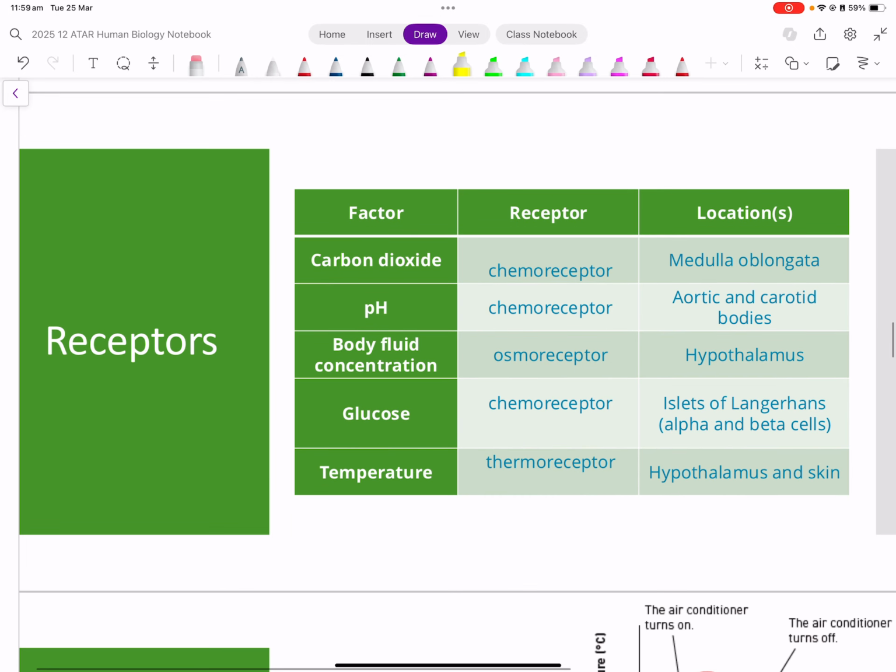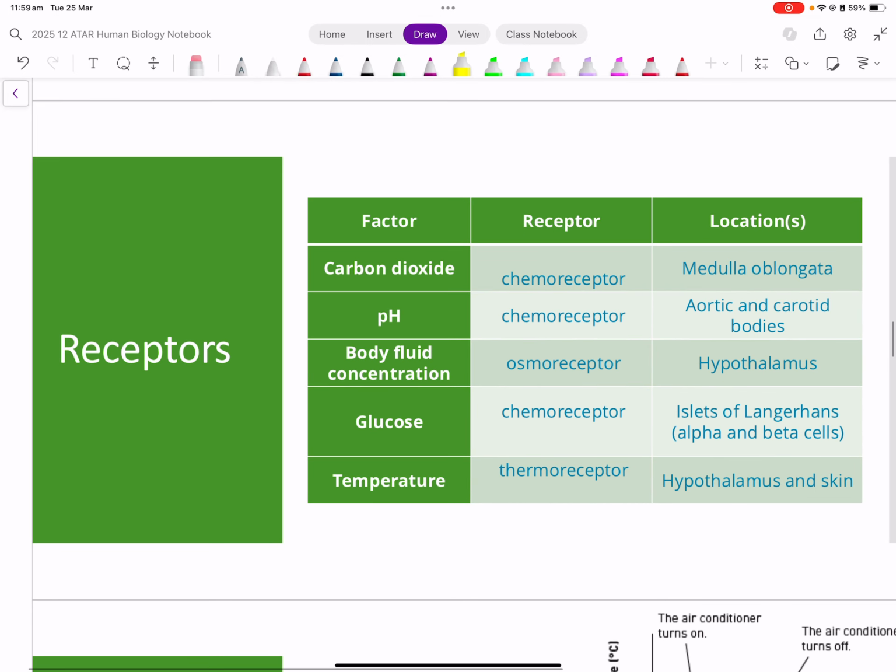So, what detects these changes? Here are our receptors once again. This follows on from our receptors lesson. Now, the ones that we've already spoken about are our temperature receptors, okay? We have spoken about these other chemo and osmoreceptors. Namely, we've spoken a little bit about our osmoreceptors in the hypothalamus. The ones that we're going to add a little bit more detail to now are the chemoreceptors.